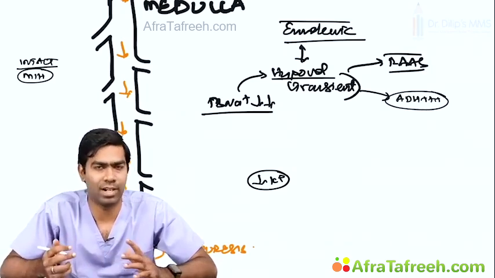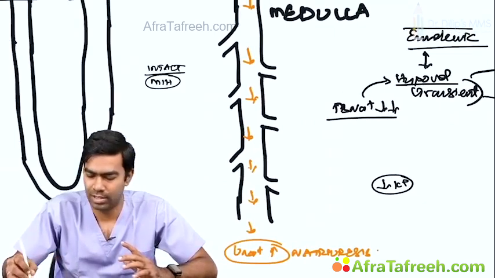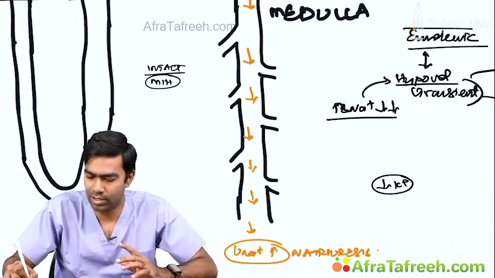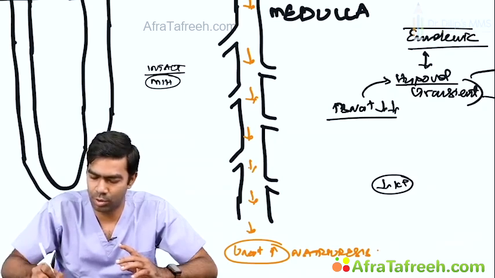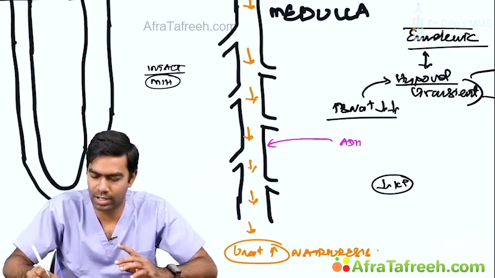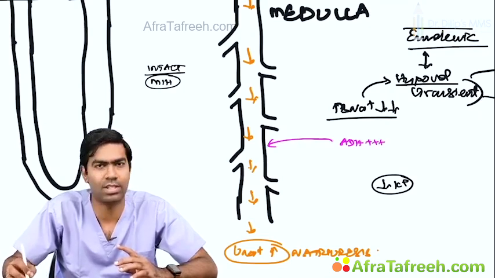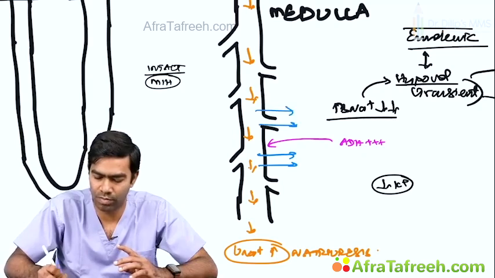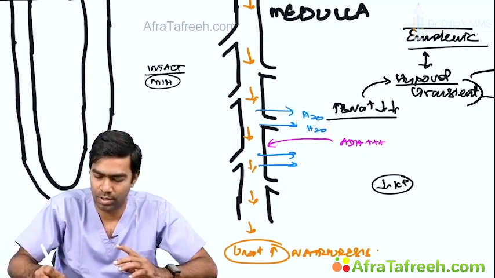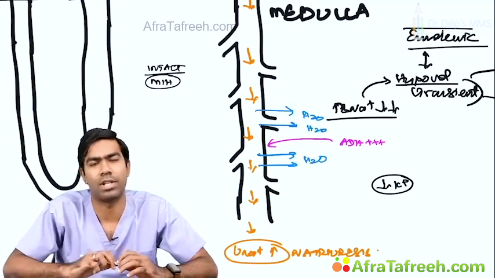Once the ADH levels rise, this ADH will start acting on the distal portions of the nephron. Because the ADH levels are high, they are going to induce a lot of water reabsorption.